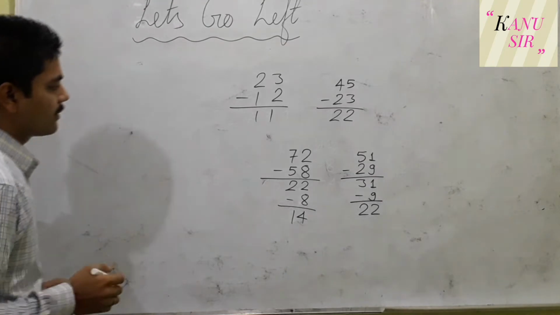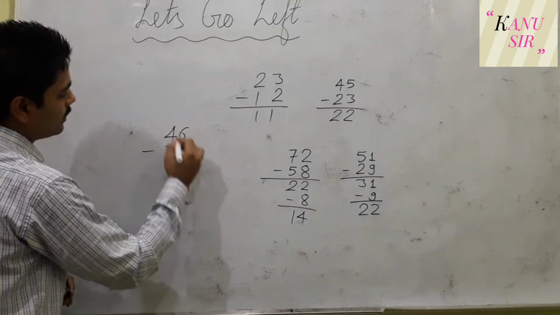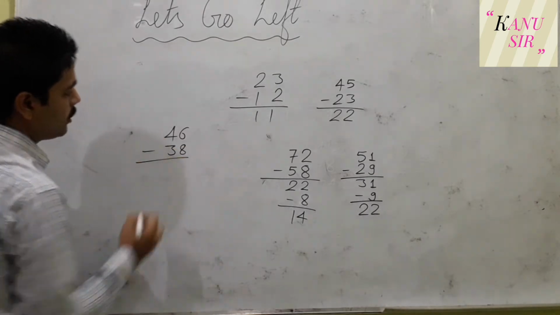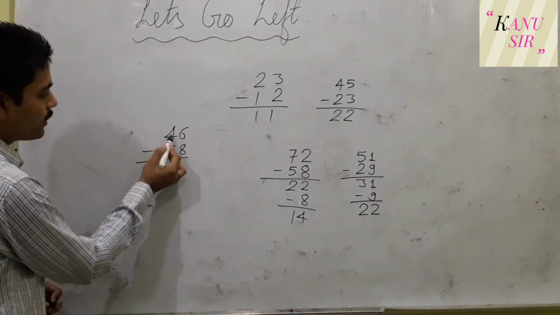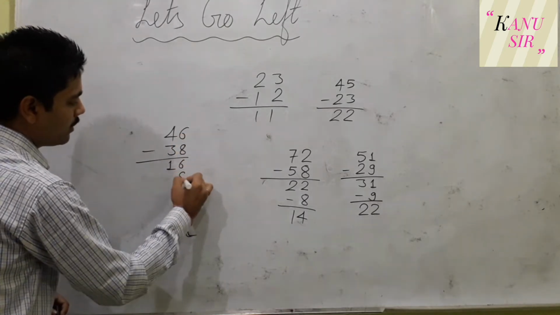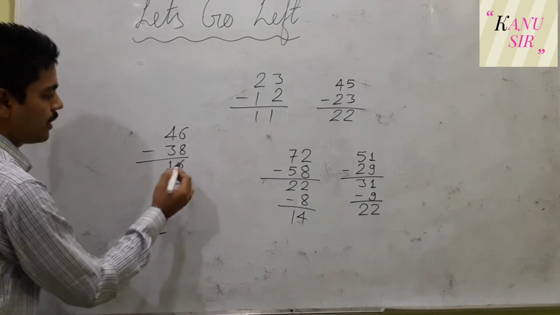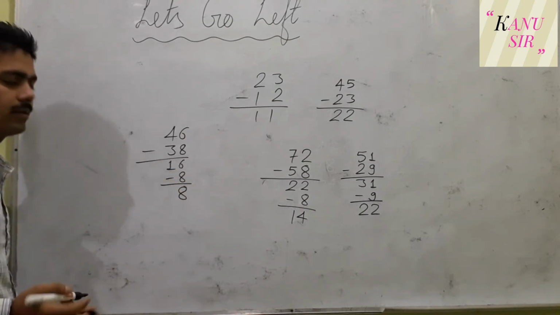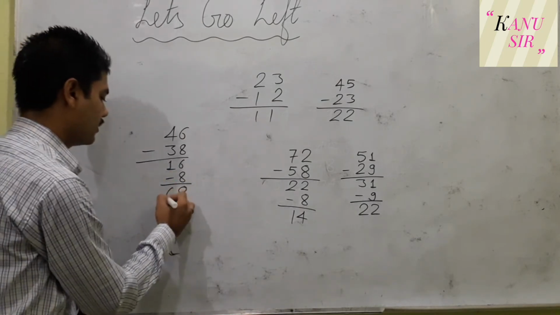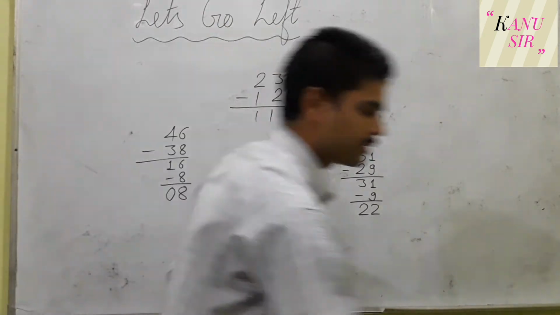Let us take one more example. 46 minus 38. The carryover problem for us. So 40 minus 30 is 10, and 6 minus 8 is impossible. For carryover it may go, so we will write as it is. And now 16 minus 8 is 8. And hence the answer is 8. Isn't it simple? Now let us try for 3 digits.